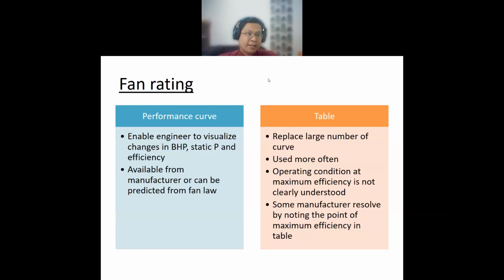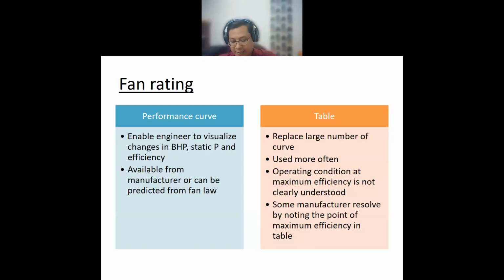Okay, now we go to fan rating. The performance curve in the fan rating enables the engineer to visualize changes in BHP, static pressure, and efficiency, available from a manufacturer or predicted for the fan.